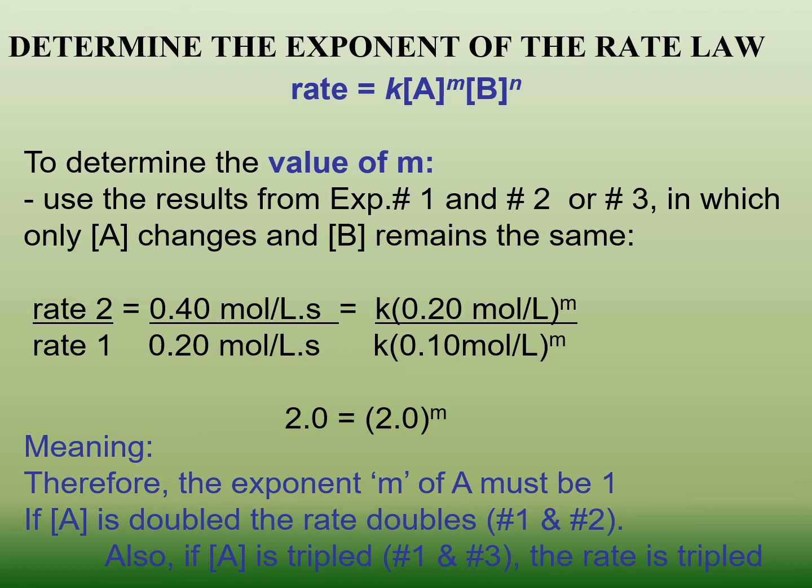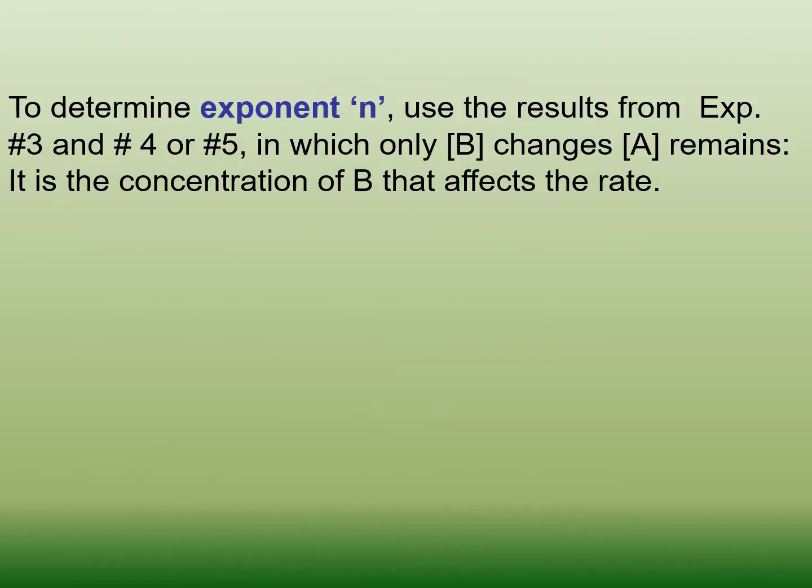If the concentration of A is doubled, the rate doubles, as seen between experiments 1 and 2. If the concentration of A is tripled, the rate triples, as seen between experiments 1 and 3. But what about the exponent for B? To determine exponent N, we use the results from experiments 3, 4, or 5, in which only the concentration of B changes and the concentration of A does not change.